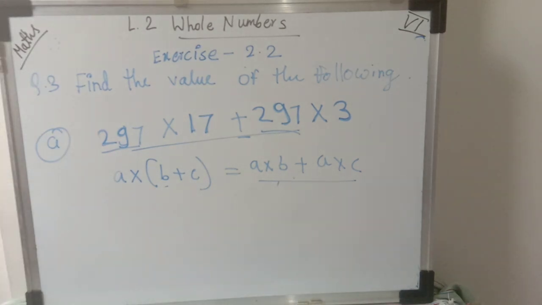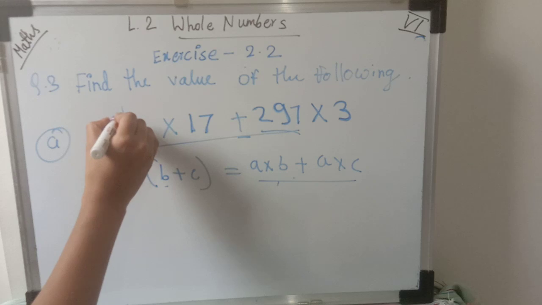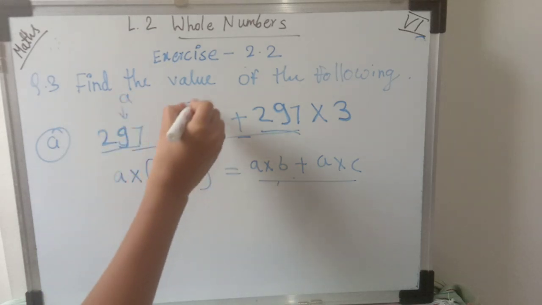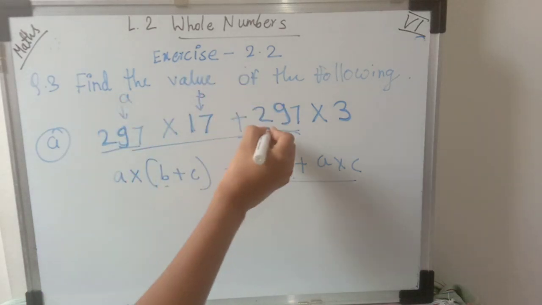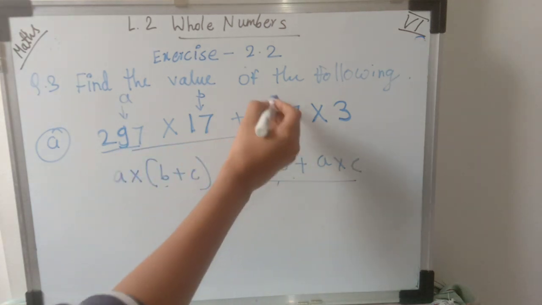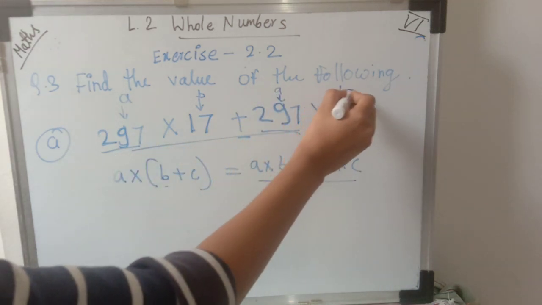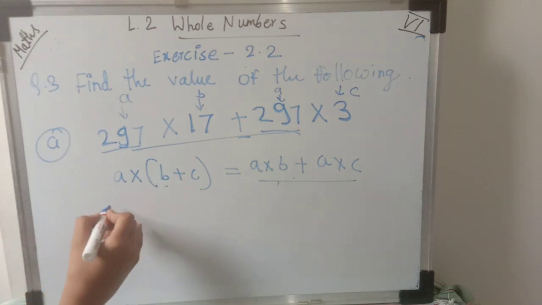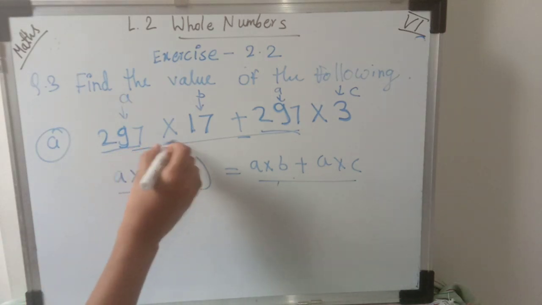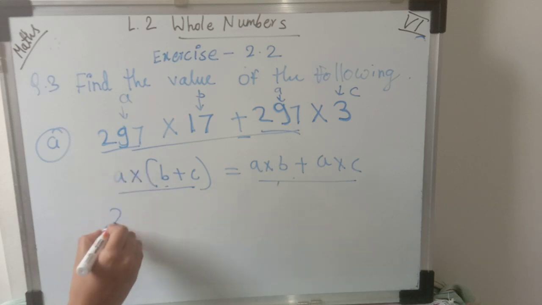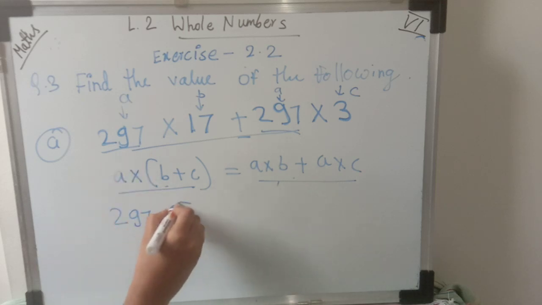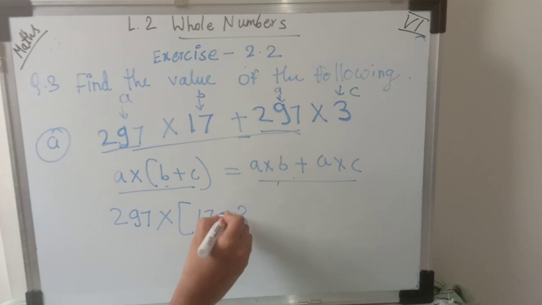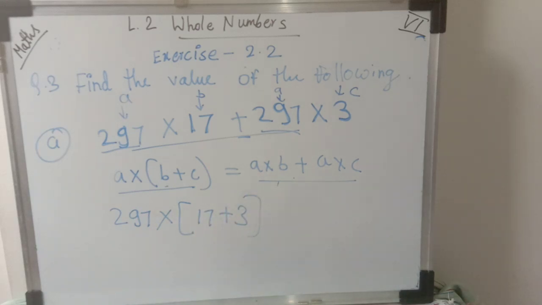Okay, so here I will write 297 is A, 17 is B, and here we have already considered that 297 is A and this is C. Now let's put them. In this equation we have to put, because it is already in this form, A is 297 multiplied by 17 minus 3 plus 3. So here we got 297 multiplied by 17 plus 3, that is 20.